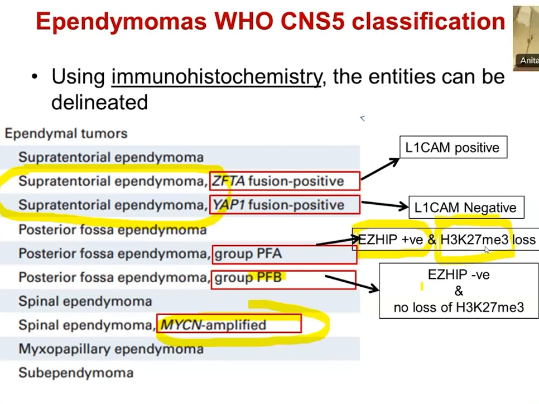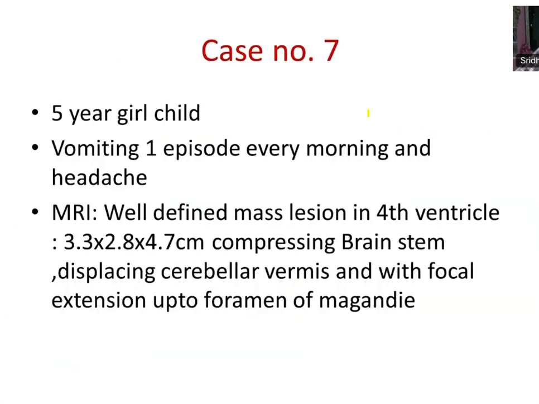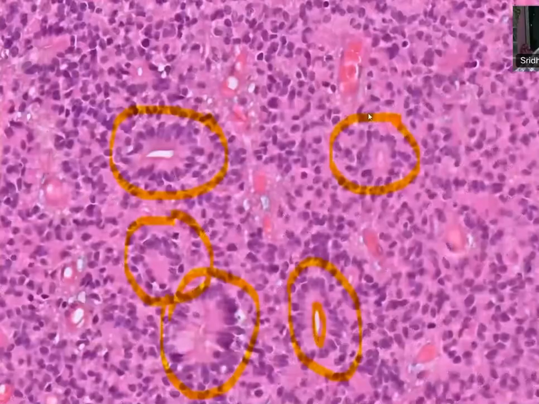Okay. So once you made a diagnosis of ependymoma, first, depending on the location, if you have supratentorial location, you do L1CAM, to say it is ZFTA fusion positive or YAP1 fusion positive. Positivity tells us ZFTA fusion positive, negative tells us YAP1 fusion positive. For posterior fossa ependymoma, if you have H3K27 ME3 loss and EZHIP positive, you have group A type, and if you have EZHIP negative and no loss of H3K27 ME3, it is group B type. Okay, that tells you about the immunohistochemistry markers for ependymomas. Is it clear? Yes, sir.